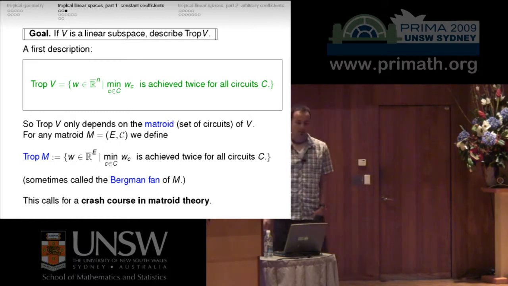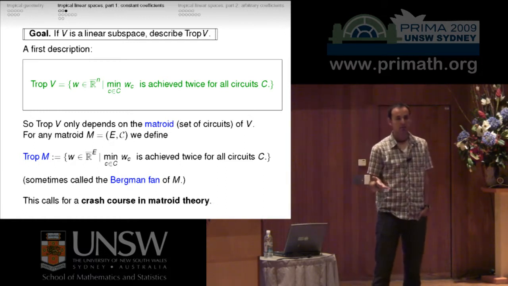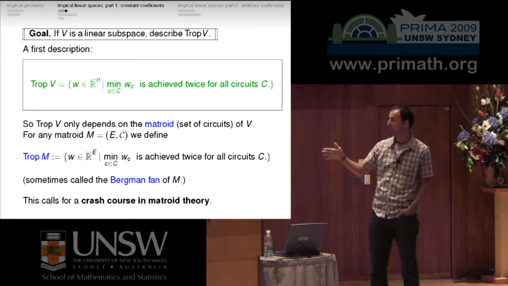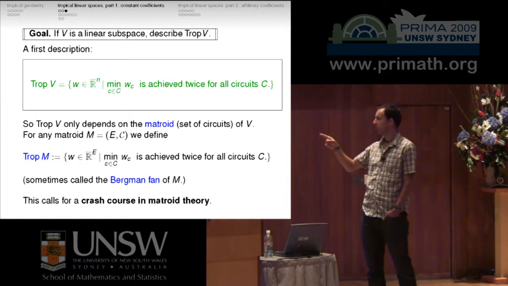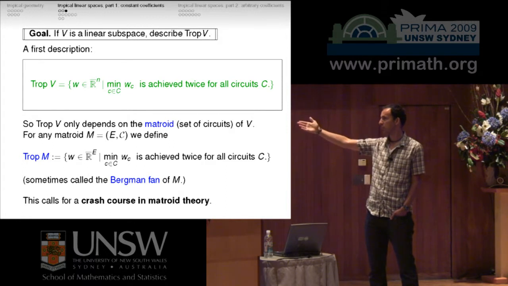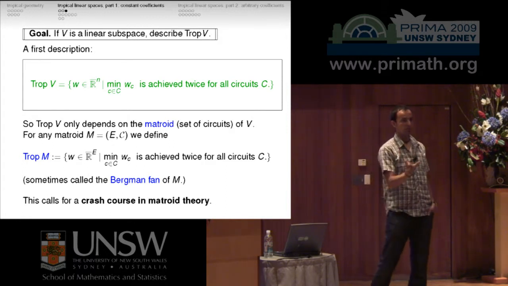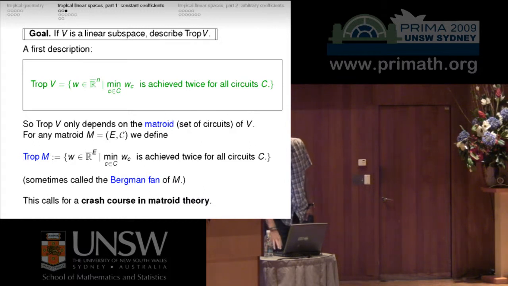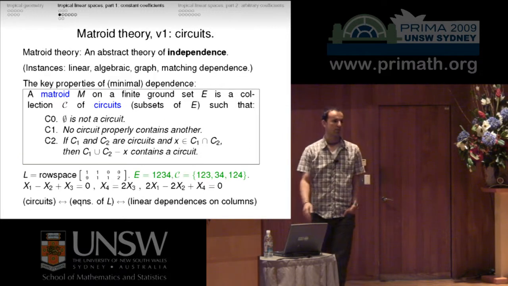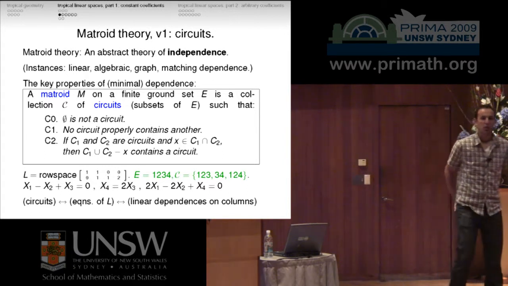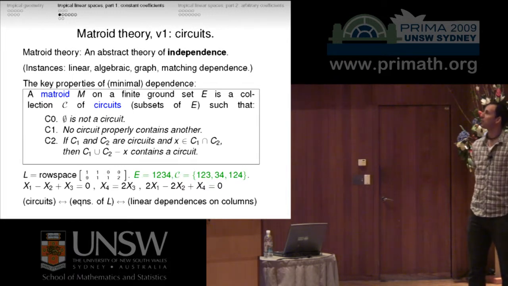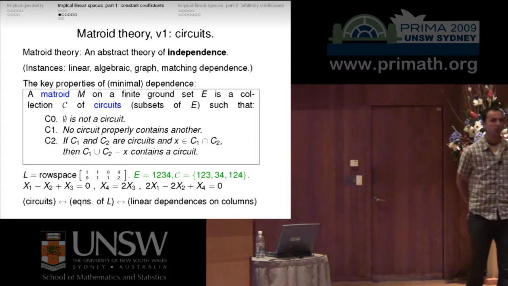I'll define for you in a second what a matroid is, but you can think of a matroid as a set of circuits, and I could make the same definition for any matroid. The tropicalization, the tropical linear space of the matroid, is given by the W's in R^n such that the minimum in each circuit is achieved twice. Let me give you a very quick summary of some basic things about matroid theory that we will need. Here's a little crash course in matroid theory, and it is going to have 3 parts. The first part is matroid theory version 1, circuits.